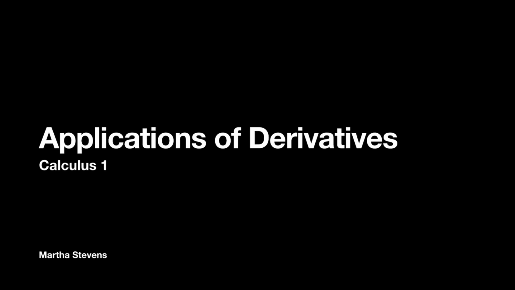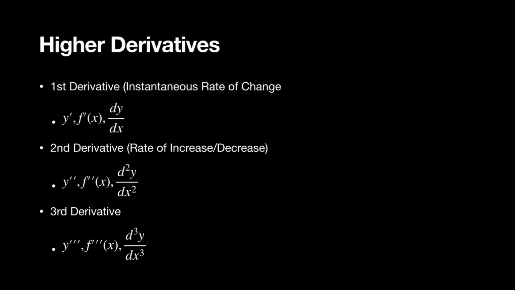This video is going to cover higher derivatives, just a brief intro, as well as an application of derivatives. So we have learned that the derivative is the instantaneous rate of change, or the slope of the tangent line. We can denote the derivative using the notation y prime, f prime of x, or dy dx.